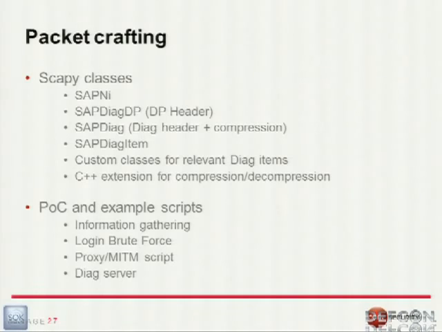So there are four main classes: the SAP network interface class, another class for the Diag DP header, the main one for the Diag protocol, which is the one that handles all the compression, and one class for Diag items. Some custom classes are included for the relevant items, but you can also create different classes for the different items.